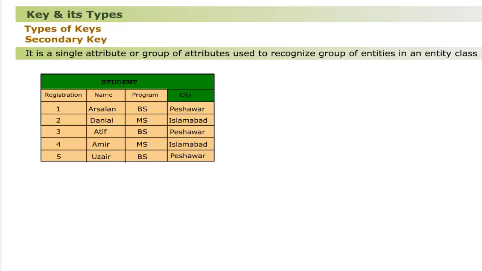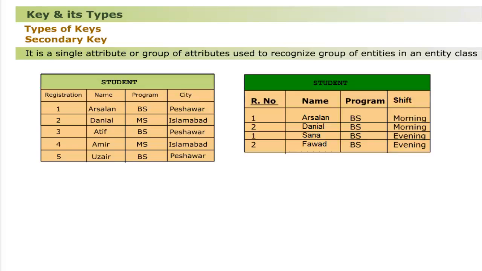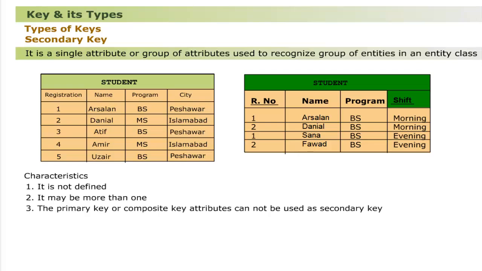For example, in the entity class student as shown, the attribute shift can be used as secondary key, knowing all the students of morning shift or evening shift. The characteristics of secondary key are: number 1, it is not defined. Number 2, it may be more than one. Number 3, the primary key or composite key cannot be used as secondary key. And number 4, any part of the composite key can be used as secondary key.